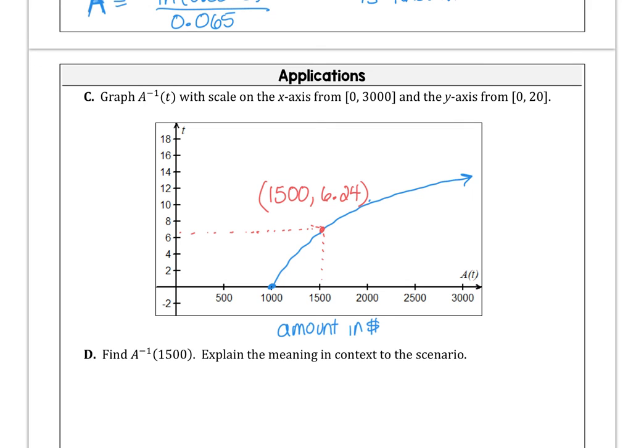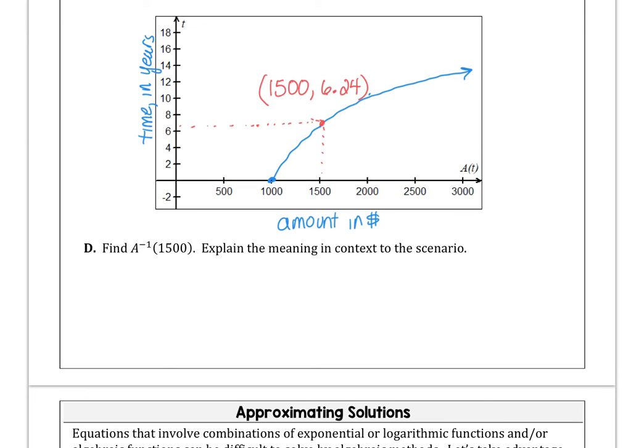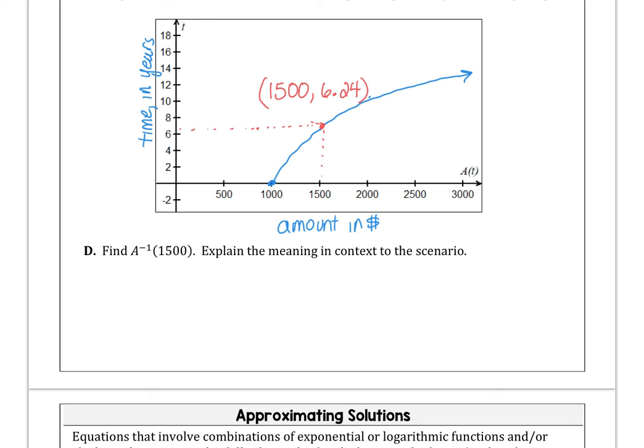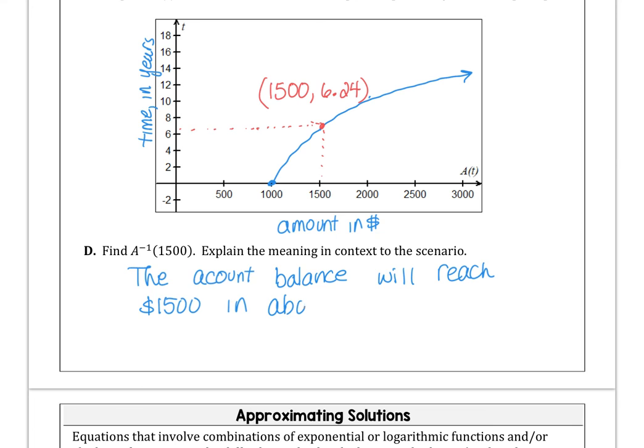And the y-axis would be the time in years. So what did we find out? The account balance will reach $1,500 in about 6.24 years. So it's a quarter of the way through the 7th year.